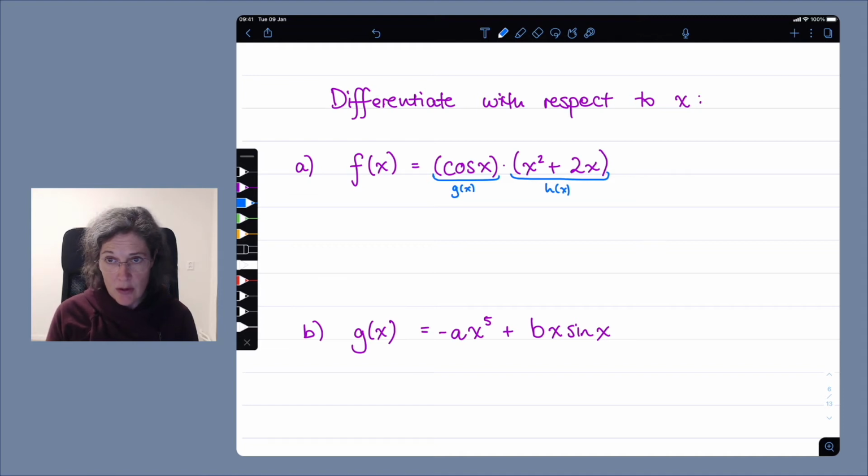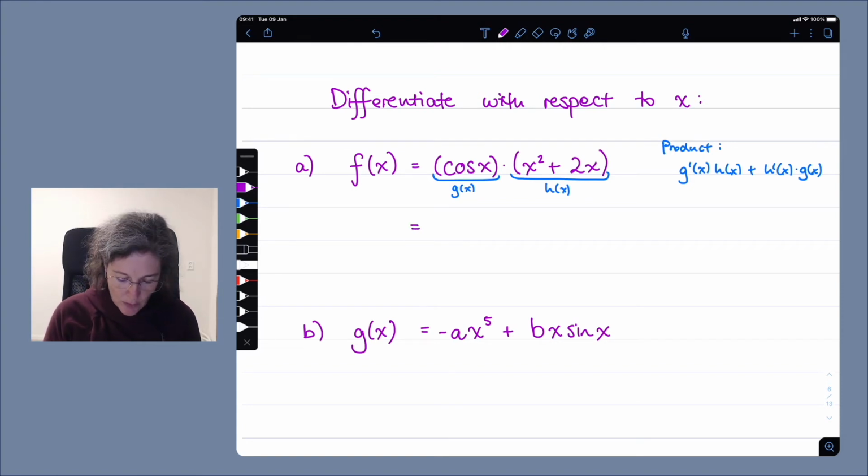So if I think about what my result should look like, it should be, this is how I learned to do it, derivative of g times h plus derivative of h times g. Whatever order you want to do this in is fine. Okay, so using that, here we go. So I need the derivative of g, so I need the derivative of cosine of x, and I know that that's minus sine of x. And then I've got to times it by h of x. So I just straight write down.